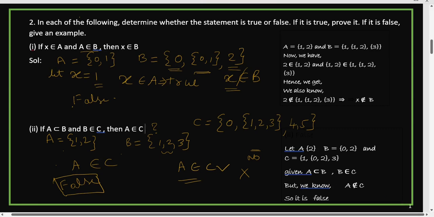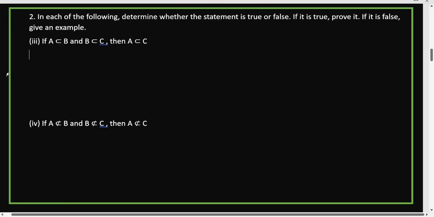We'll move to the next question. Next, the third one. If A is a subset of B and B is a subset of C, then we have to prove that A is a subset of C. It is asking whether A is a subset of C or not.